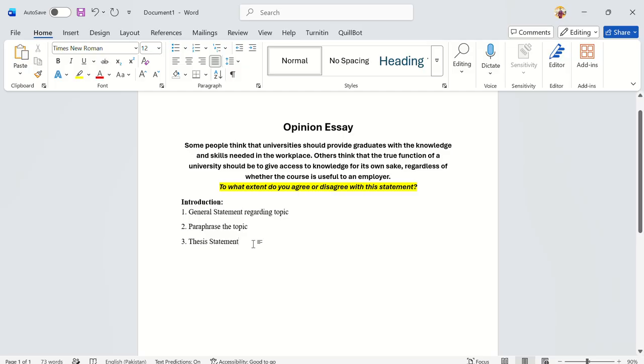Okay, so this is all you have to write in the introduction. Only three sentences. The first sentence is a general statement regarding the topic. The second statement should be paraphrasing the topic, and in the last, the thesis statement, you have to give your exact opinion, like I strongly agree with the point that university should provide graduates with knowledge and skills needed in the workplace. Now move on towards the second part, which is the body paragraphs.